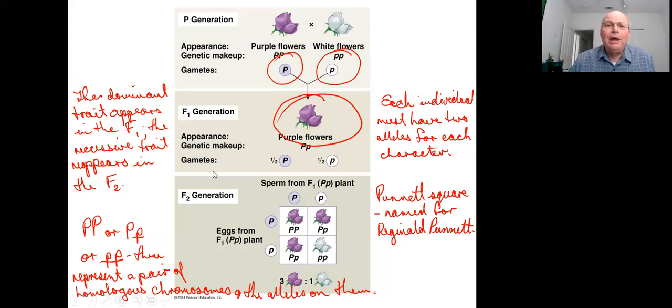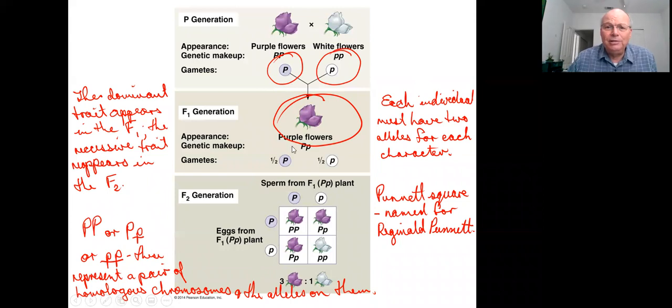So when we're talking about flower color, there's a single gene for flower color. It's located on a pair of homologous chromosomes. The pure breeding purple flowers have the purple allele on both homologous chromosomes. The white flowers have the white allele on both homologous chromosomes. The parents obviously pass on one of the 2 homologous chromosomes, and that establishes a new pair of homologous chromosomes in the purple flowers of the F1.